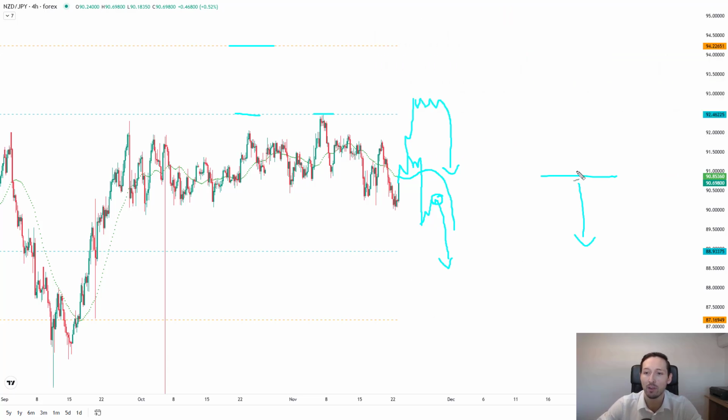And the third and final thing, if we get a very, although it's unexpected, a kind of hawkish outcome or bullish outcome from the New Zealand dollar, and we blast all the way through into the second upper bound at the 94.22.